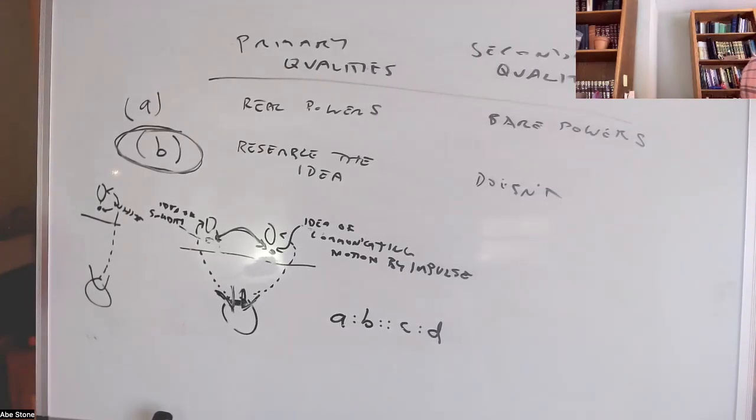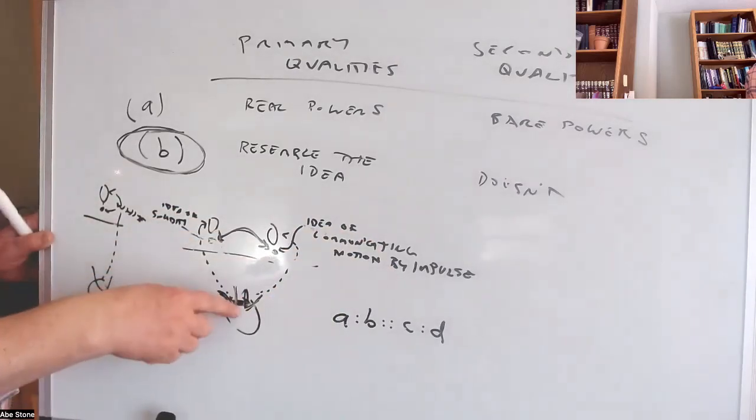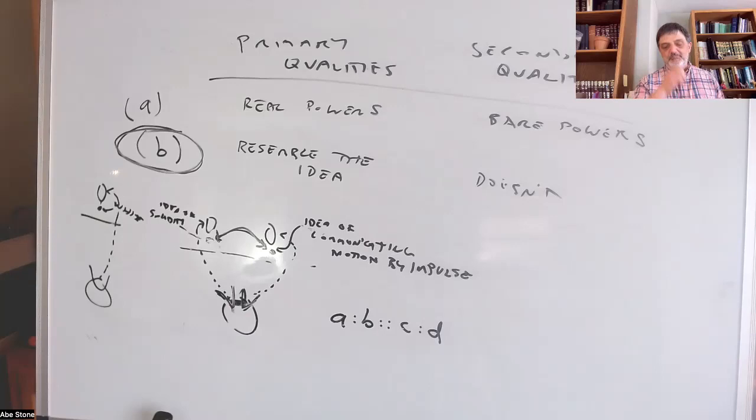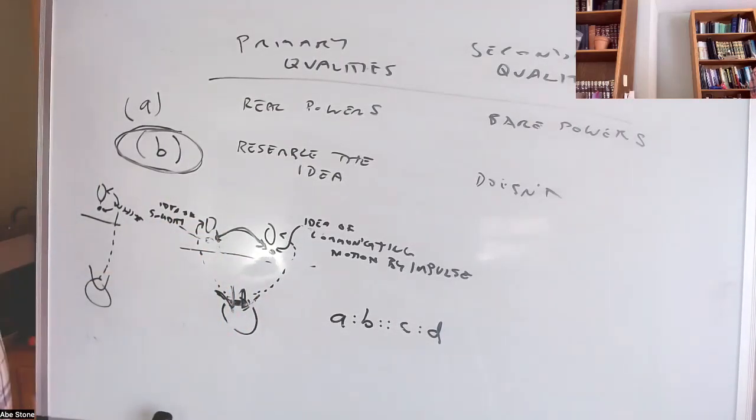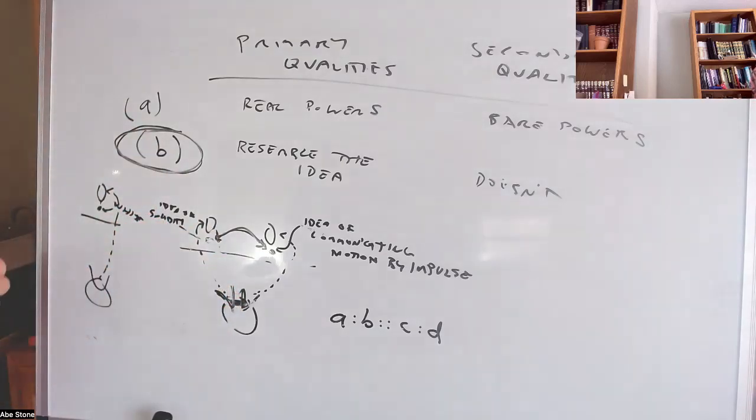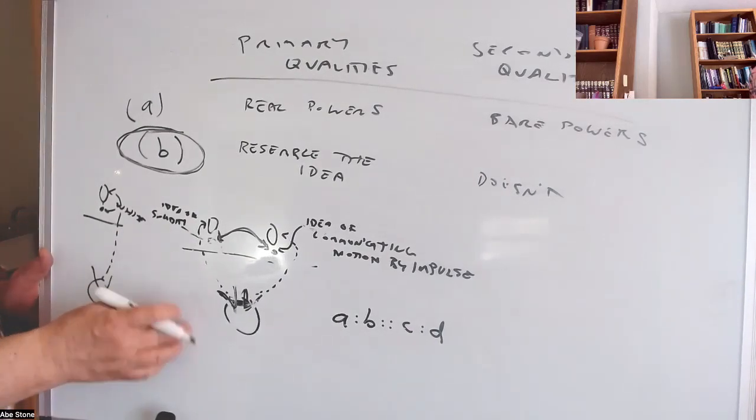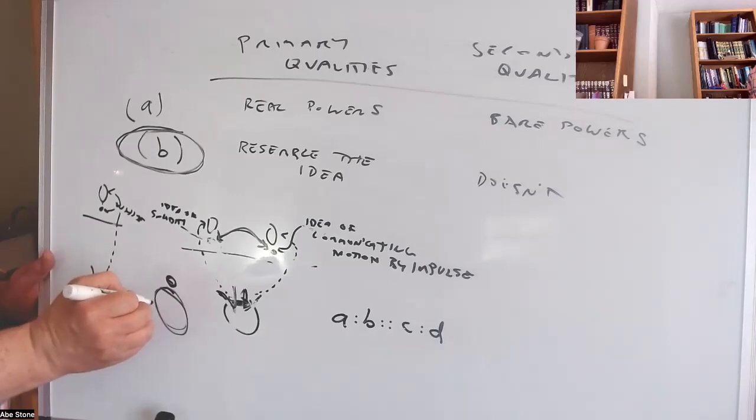I've learned that the power to communicate motion by impulse can cause me to perceive the idea of solidity. Or I guess I should say, I've learned that the thing with this power can do this. What should I say? So I guess the point is it's wrong to think of a real power. I think this is the way William of Ockham sort of thinks of it. It's wrong to think of a real power as a little thing next to the big thing, and that's the power.